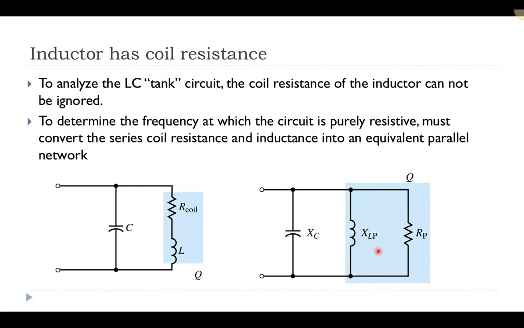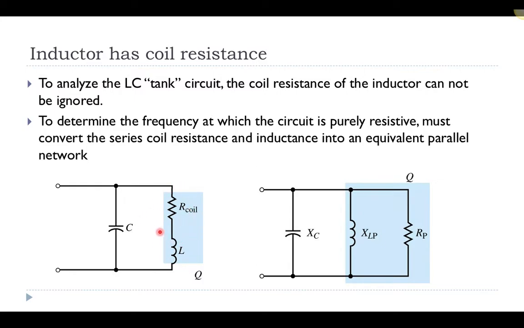The first thing that we have to realize is that in general, inductors have some resistance associated with them, and that resistance of the coil cannot be ignored. A circuit like this is often called an LC tank circuit, and in that case we have to reanalyze this in such a way that we take the pure inductance of the coil, which is in series essentially with the resistance of the coil.